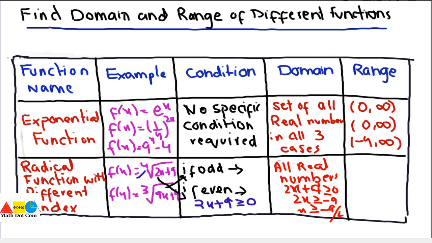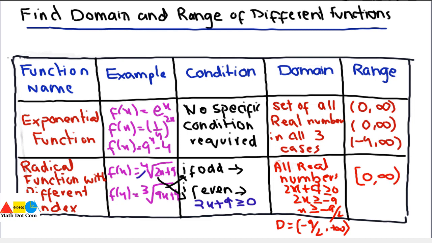So the domain in this case will be D equals minus 9 by 2 to plus infinity. As I have solved the expression, we have got x greater than or equal to minus 9 by 2. We have used the square bracket with minus 9 by 2 because it will also be included. Now what will be the range? In such a case, the range will always be from 0 to infinity, and 0 will also be included. In both cases it will be 0 to infinity.